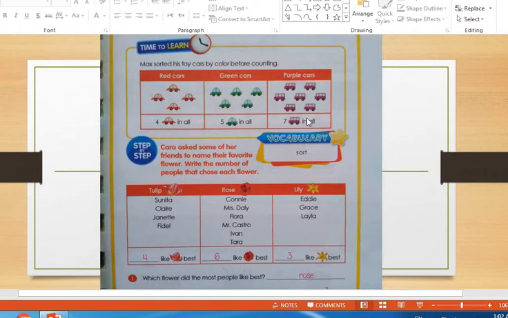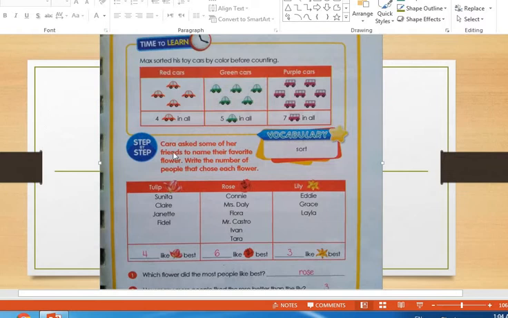How many more purple cars does Max have than red cars? I count first the purple cars. 1, 2, 3, 4, 5, 6, and 7. And how many red cars do I have? 1, 2, 3, 4. Then how many more purple than red? 7 minus 4. So the answer will be 3 cars. The difference between them will be 3 cars.